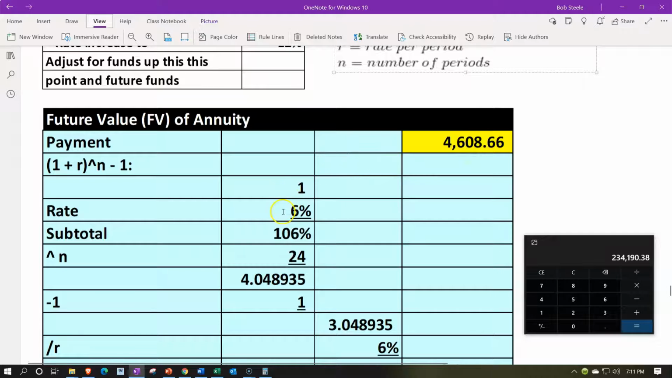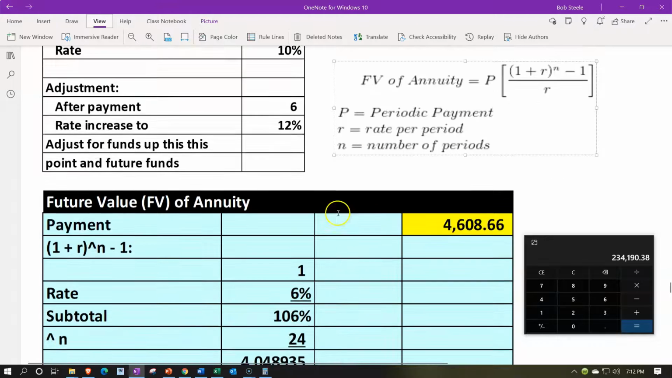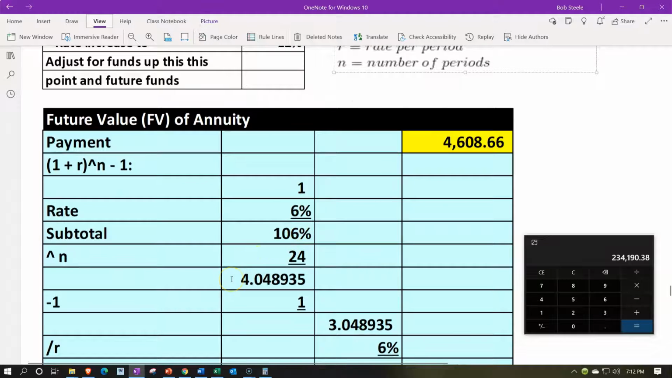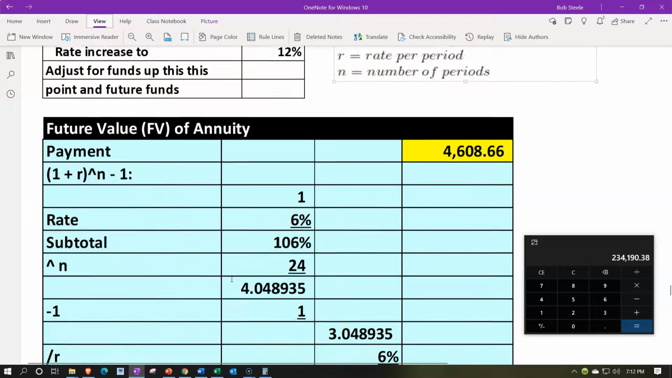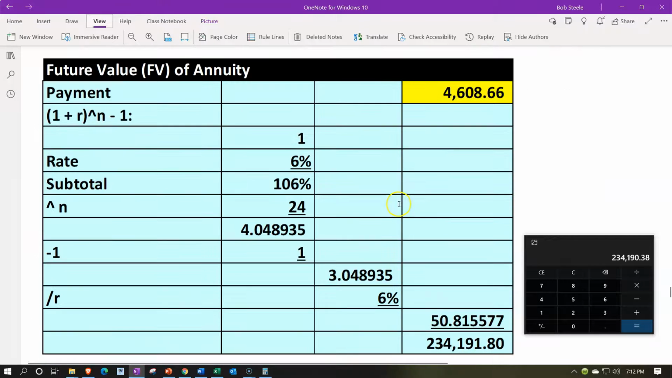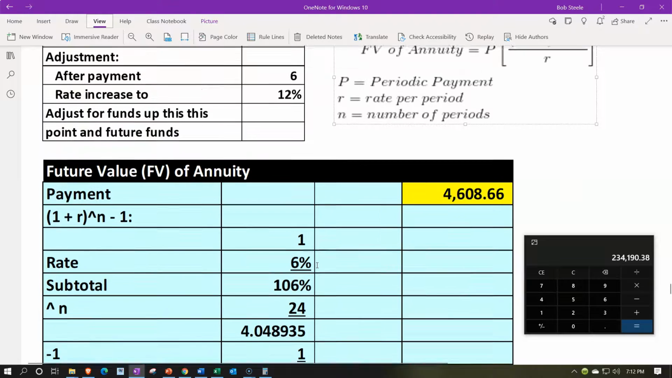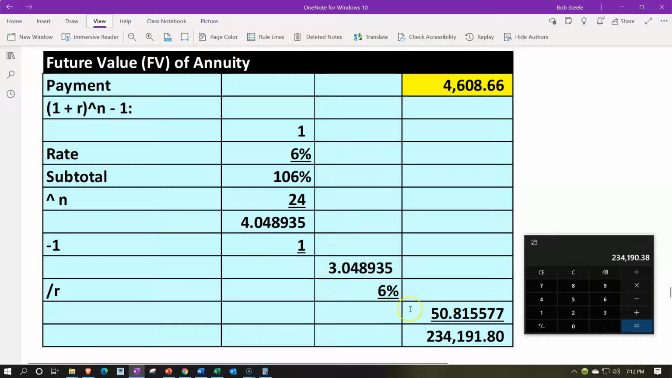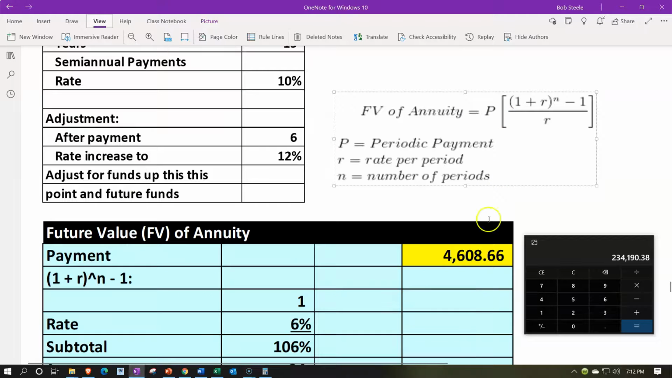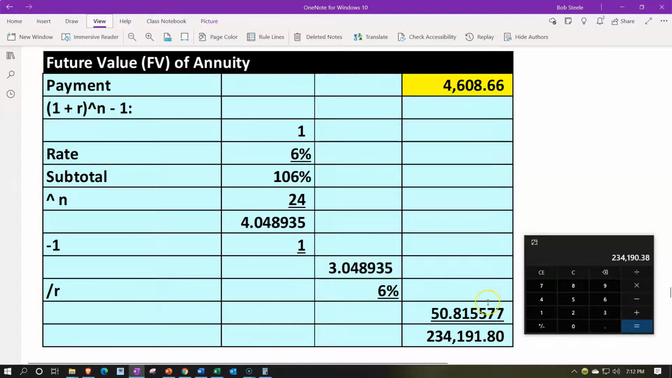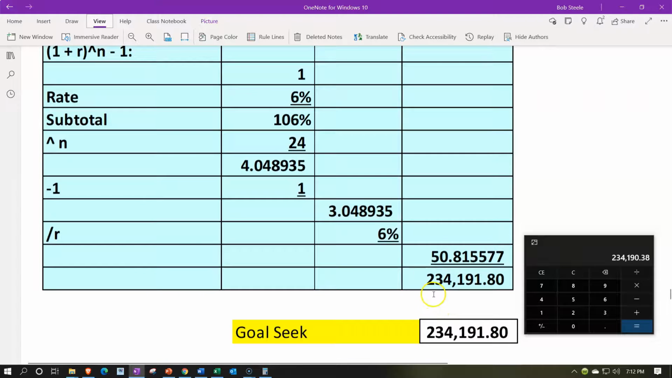Then we'd have 1 plus the 6%, 1 plus the rate, gives us 1.06 to the power of 24 number of periods, which would give us 4.048931. And then we're going to subtract out the 1 to give us the end of the numerator, 3.04 and so on. Divided by the rate, once again, 12 divided by 2, or 6%, would give us this 50.815577. Then we can multiply out the 4608.66 and this number to get to the end result, the 234,191.80 about.